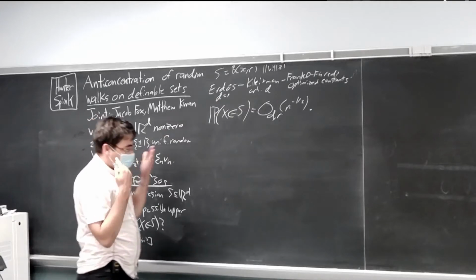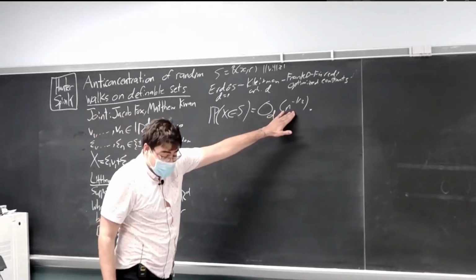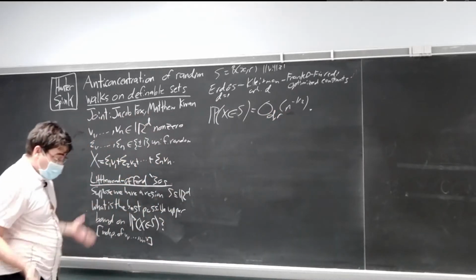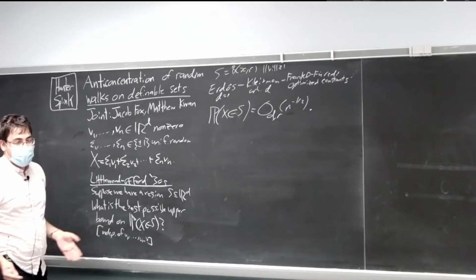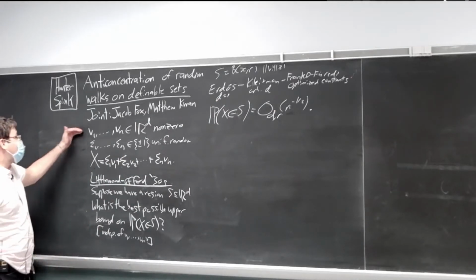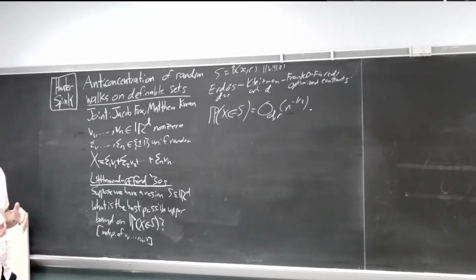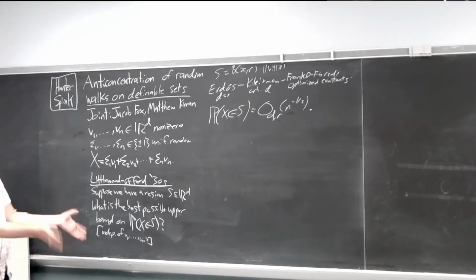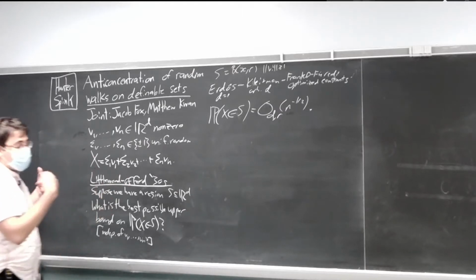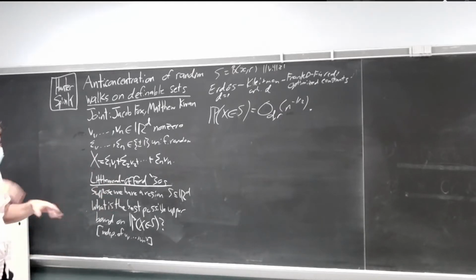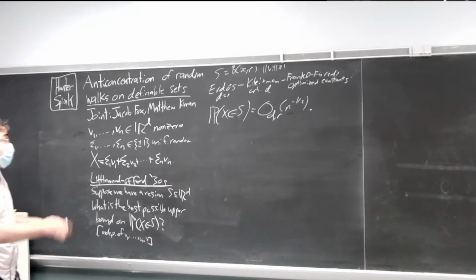Now, what is this n to the minus 1/2? This is what I want to focus on now. Well, this comes from the best possible strategy. So the strategy, in the sense of what choice of vectors makes me the most likely to get inside this ball and then stay in the ball forever.